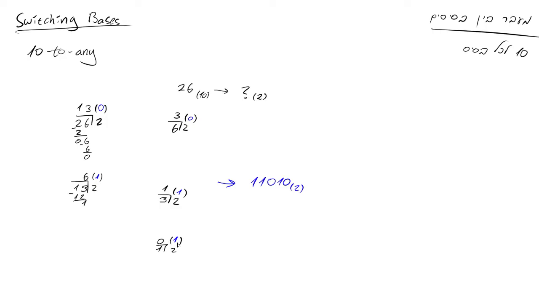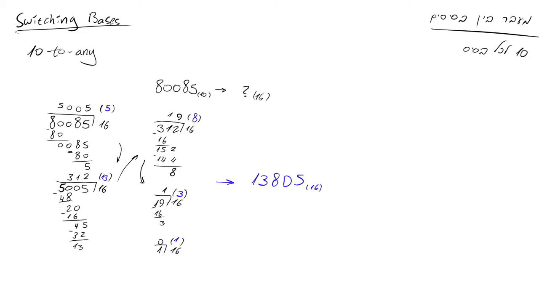What we now do is take the remainders from last to first. So we have 1, 1, 0, 1, 0. That's the number in binary. And if you go back in the video, you'll see that it's the same number, 1, 1, 0, 1, 0.